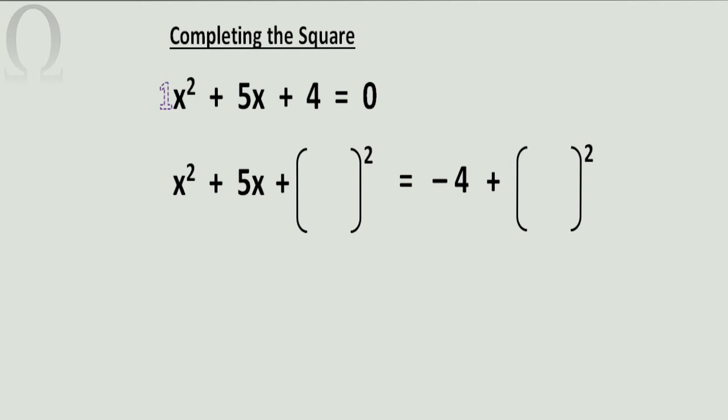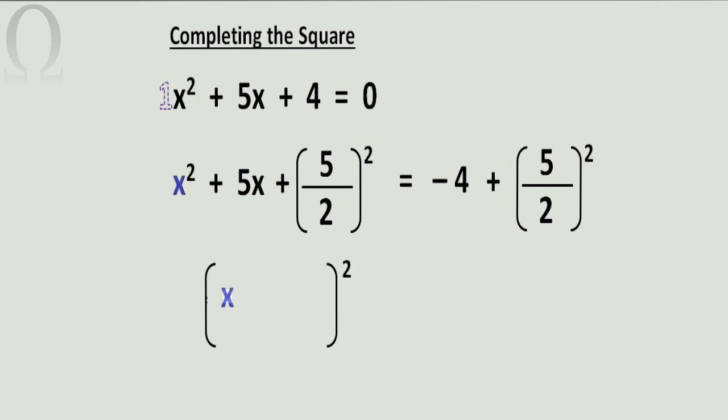Inside the brackets, we place half the coefficient of the middle term of the quadratic. The coefficient of the middle term, 5x, is 5. Thus, we place 5 over 2 into the brackets. The three terms on the left-hand side of the equation form a perfect square trinomial.